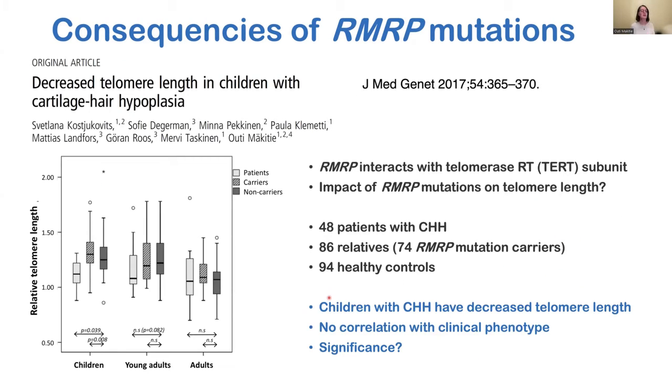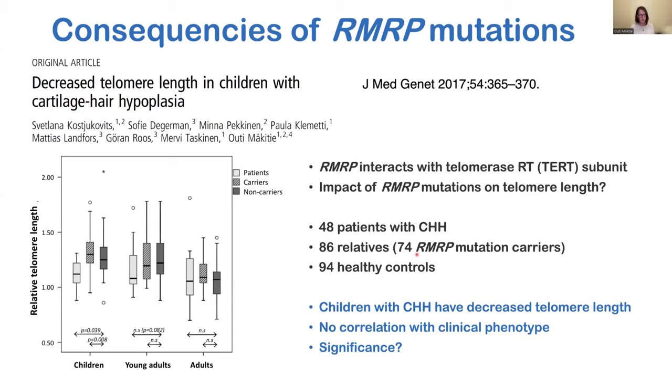Then we have also studied how CHH affects the telomere lengths. It's been shown that this RMRP interacts with the telomerase complex, and we then wondered whether these mutations somehow have an impact on telomere length. And for this study, we collected DNA samples from 48 patients with CHH, 86 first-degree relatives, so most of them were mutation carriers, and then healthy controls.